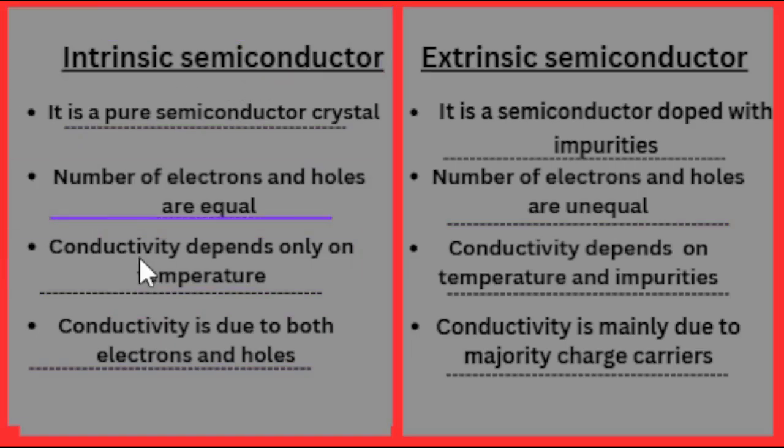In intrinsic semiconductor, conductivity depends only on temperature, whereas in extrinsic semiconductor, conductivity depends on temperature and impurities. In intrinsic semiconductor, conductivity is due to both electrons and holes, whereas in extrinsic semiconductor, conductivity is mainly due to majority charge carriers.